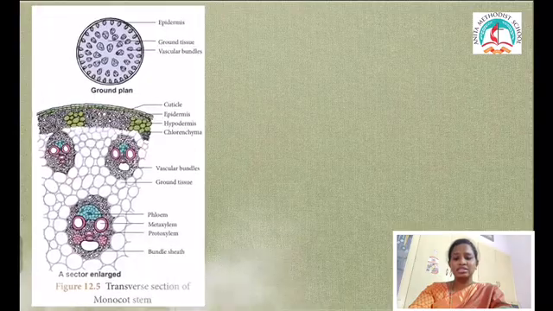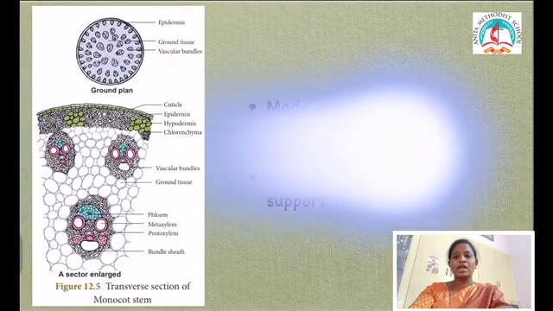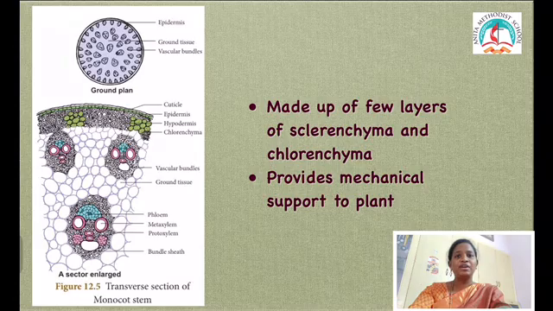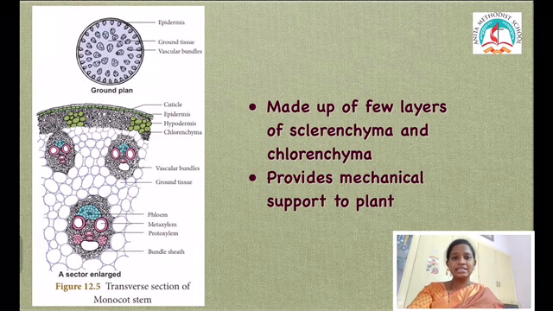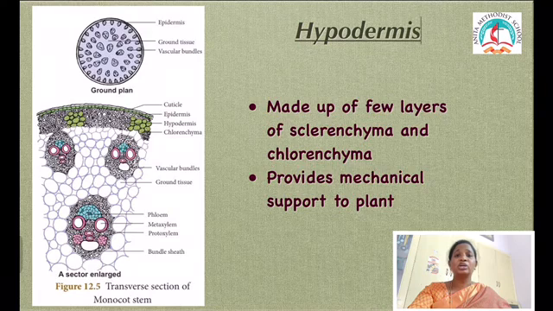The next structure is hypodermis. Hypodermis is made up of a few layers of sclerenchyma and chlorenchyma cells. Hypodermis gives mechanical support to the plant. Can you see, this blackish layer is sclerenchyma cells and the green ones are chlorenchyma cells. These two cells make up hypodermis, which gives mechanical support to the plant.